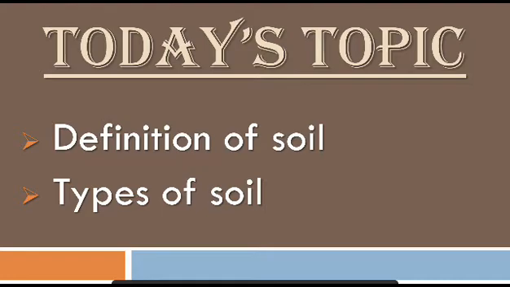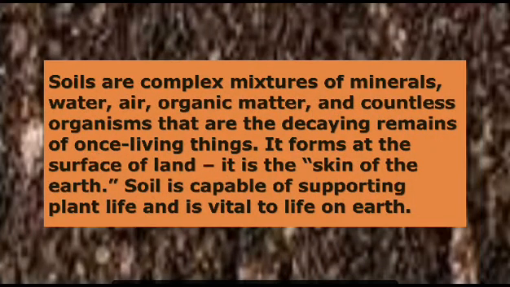So first we have to learn about the definition, that means what is soil. Soils are a complex mixture of minerals, water, air, organic matter and countless organisms that are the decaying remains of once living things. It forms at the surface of land. It is the skin of the earth. Soil is capable of supporting plant life and it is vital to all life forms on earth.